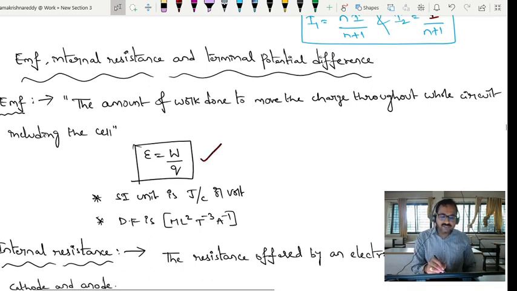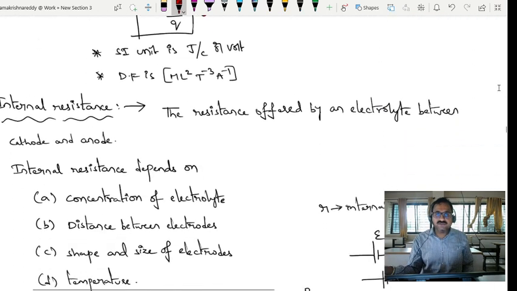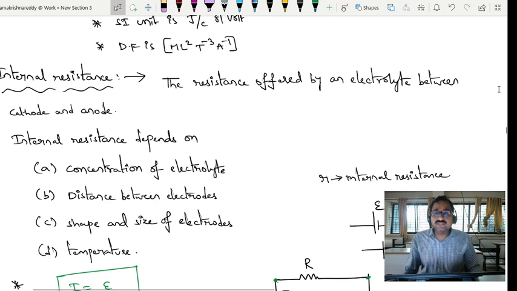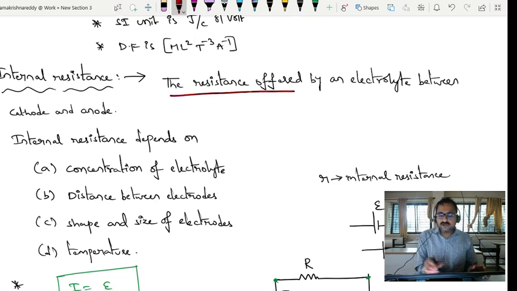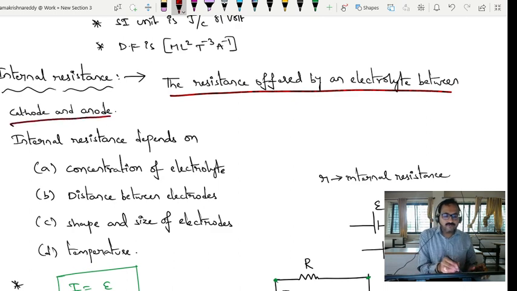And what is the equation for EMF? E is equal to W by Q. Essentially Joule per Coulomb or Volt, that is the dimension formula. Next one, internal resistance: the resistance offered by an electrolyte between cathode and anode. Internal resistance depends on what factors? Concentration of the electrolyte, distance between the electrodes, shape and size of the electrodes, temperature.